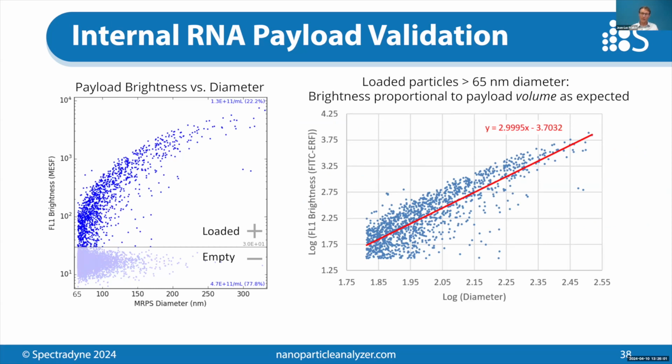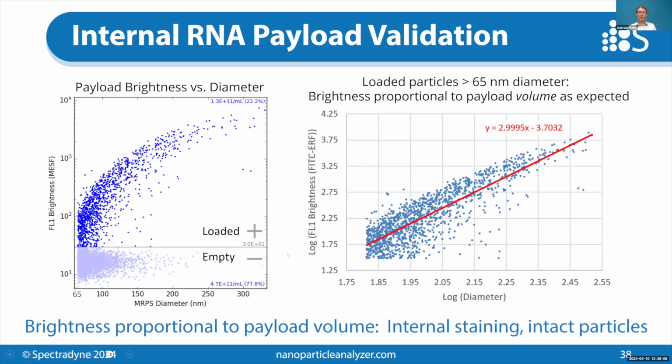That's where the RNA lives. It's not something on the surface that is picking up the stain. So this shows that we're doing internal staining of the internal payload, and also that the particles are remaining intact through this measurement, because we would not see this volume scaling if the particles were disintegrating, for example.